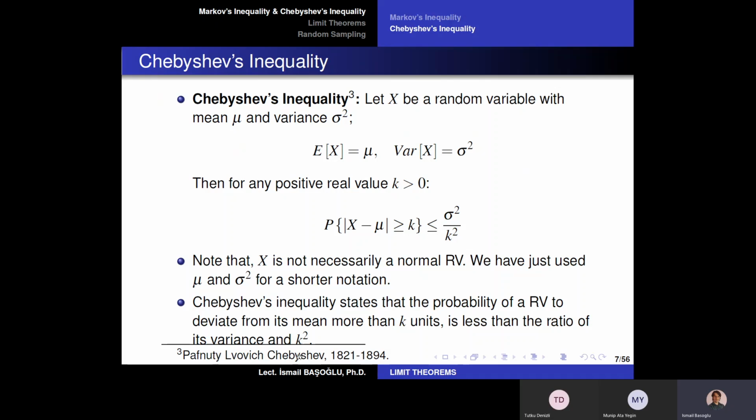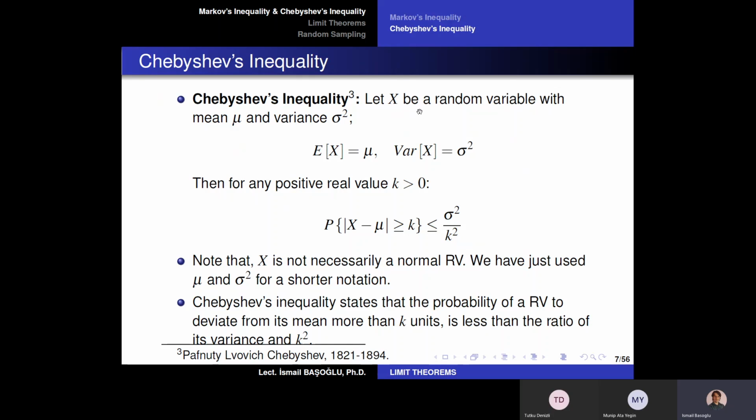However, after his student developed Markov's inequality, Chebyshev studied it further, and he introduced another inequality, which is going to be much more helpful for us to prove the further limit theorems. So Chebyshev says, let x be a random variable. This time we know its mean and we also know its variance. So the expected value of x is equal to mu and the variance of x is equal to sigma square. So we know these two things.